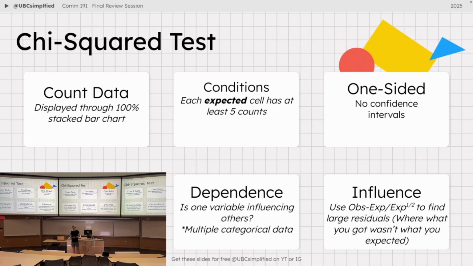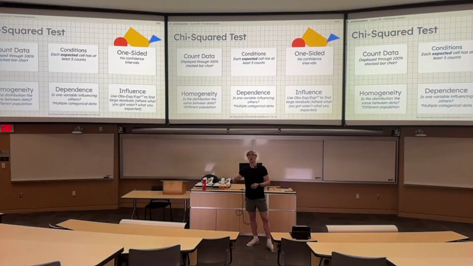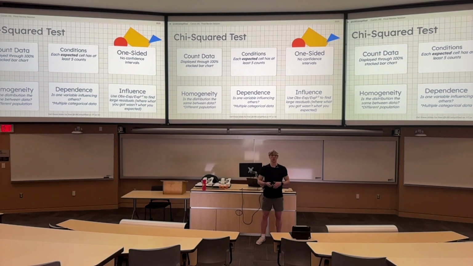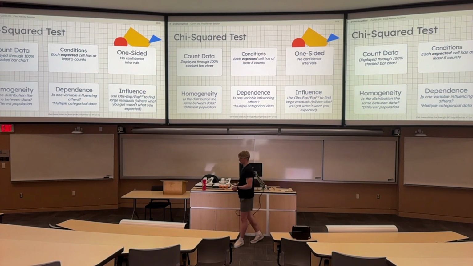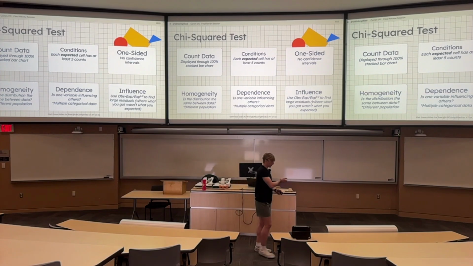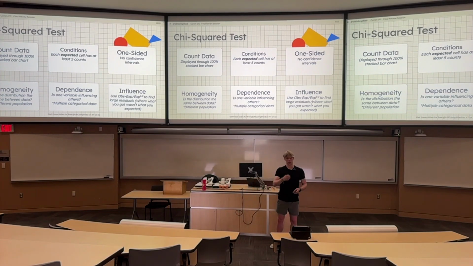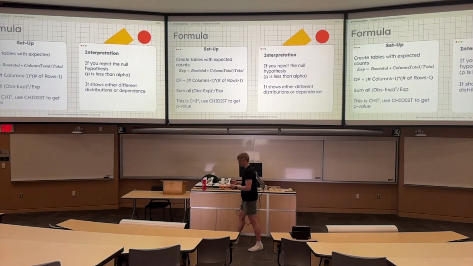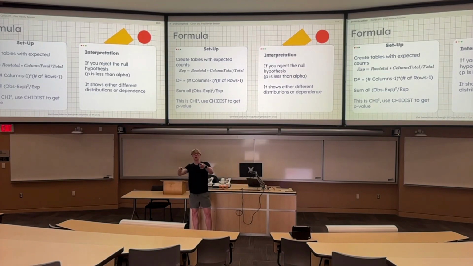And then there's this thing called influence. If you want to compare, in a standardized way, how much influence one expected cell or one observed cell had on the result, you take the observed minus the expected, and divide that by the square root of the expected. Whichever one of those is large has the largest influence, and it can also tell you the sign of that influence, so whether it's positively or negatively influencing your actual data.